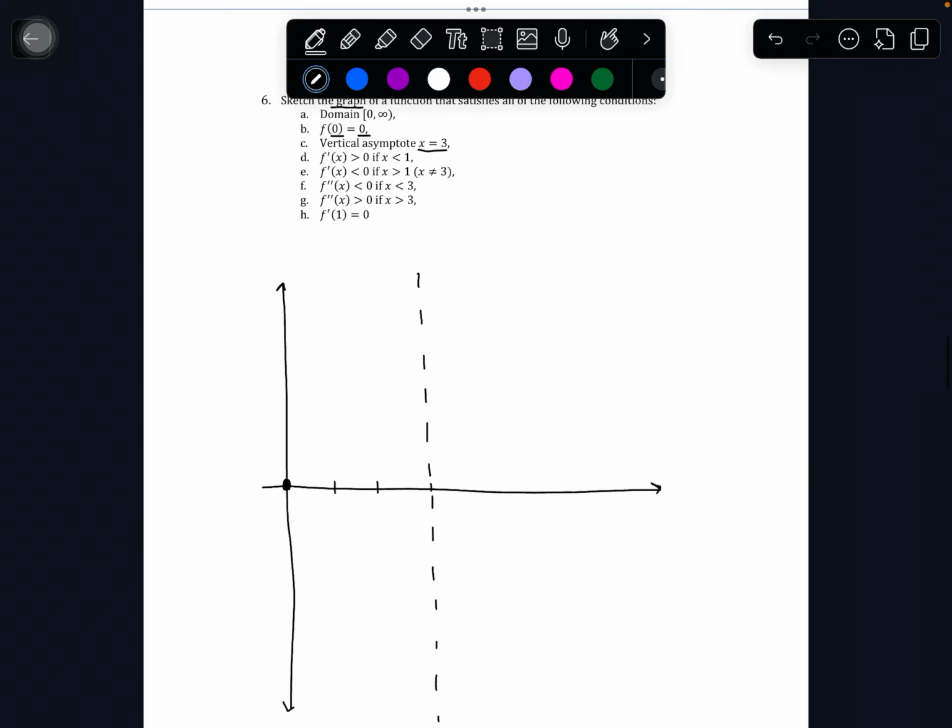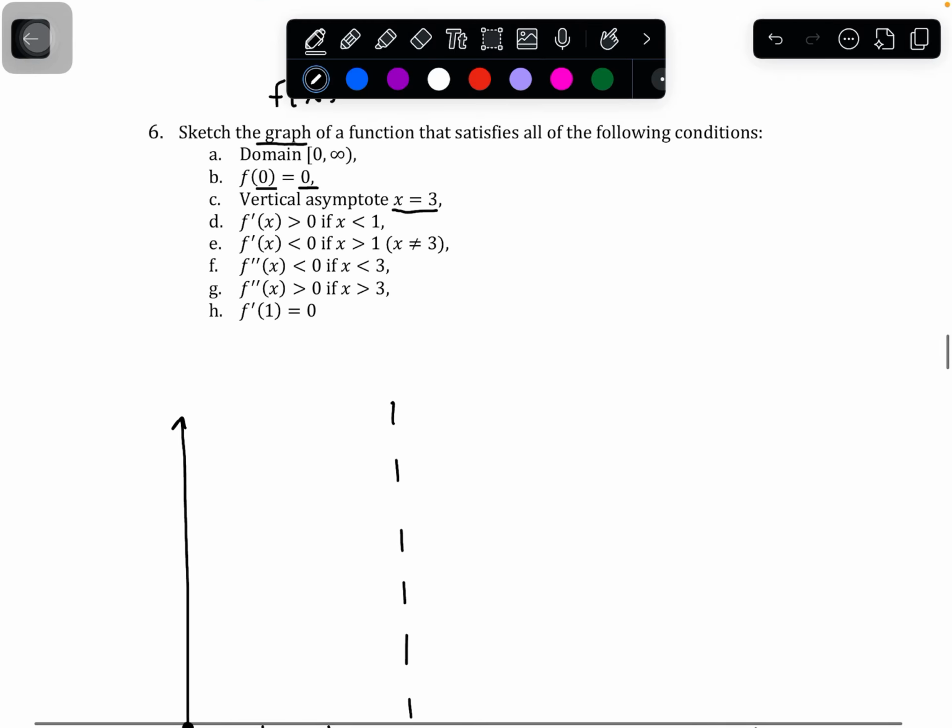Okay, now D through H looks like we're going to have to interpret what these things mean. So A through C was just to get us going with some reference points. All right, so D and E are telling us something about the first derivative, and so is H. And then F and G are telling us something about the second derivative. So what we're going to do here is try to make a little chart before we try to graph this thing.